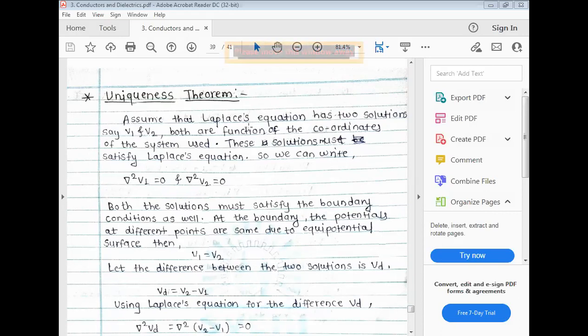So both the solutions must satisfy the boundary conditions as well. Okay, means we have to consider the boundary. Now at the boundary, what is happening, we have to first check there. So we are considering the different fields there, means electric field intensity and electric flux density, right?